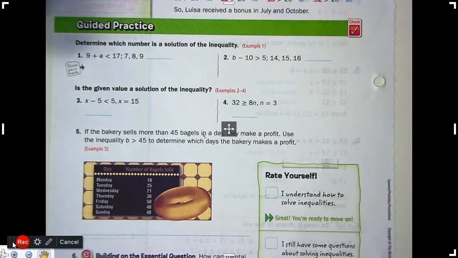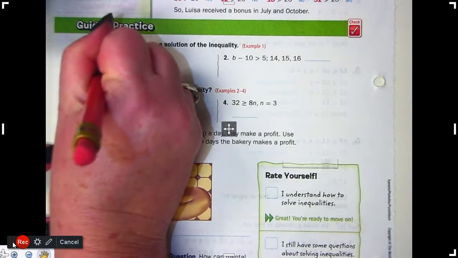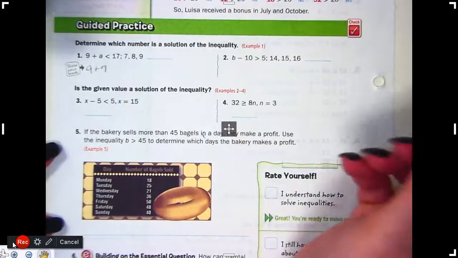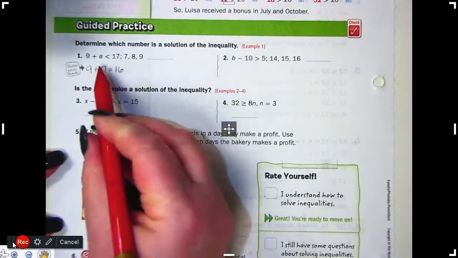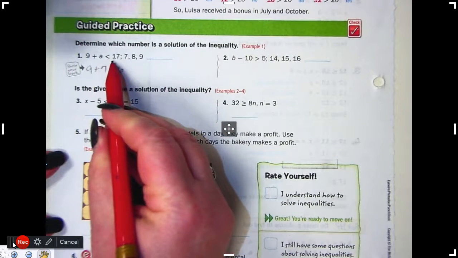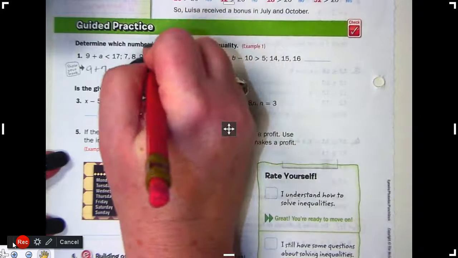What do you think our solution would be for number 1? Is there more than one answer, or is there just one answer? What do you think? Well, 9 plus 7 is what? That equals 16. So is that less than 17? Yes, so 7 is an answer.